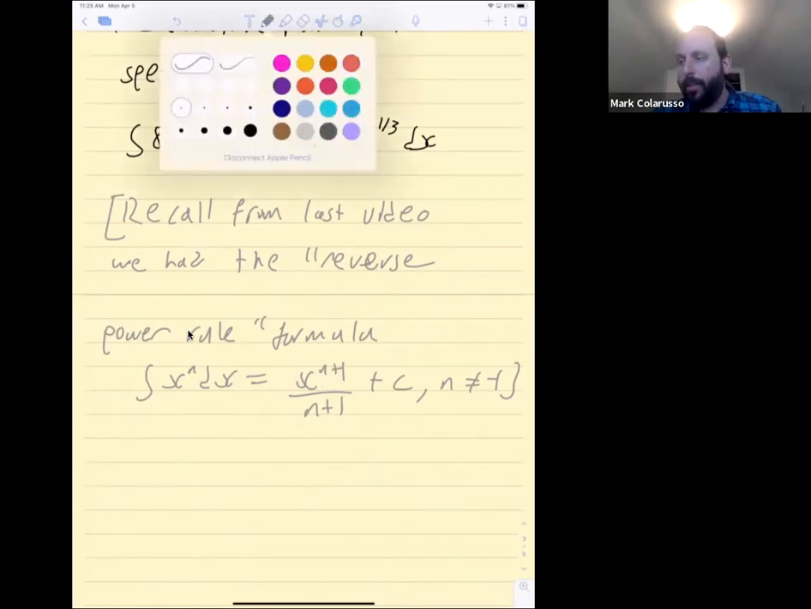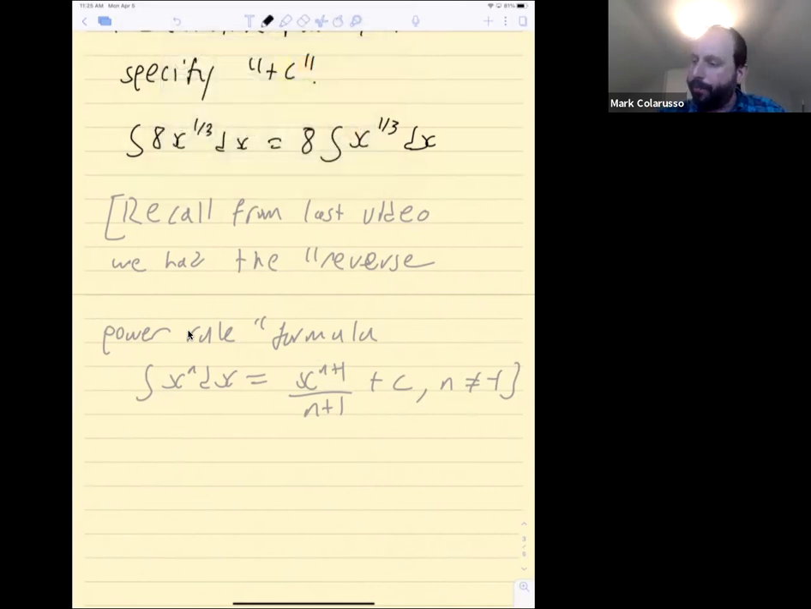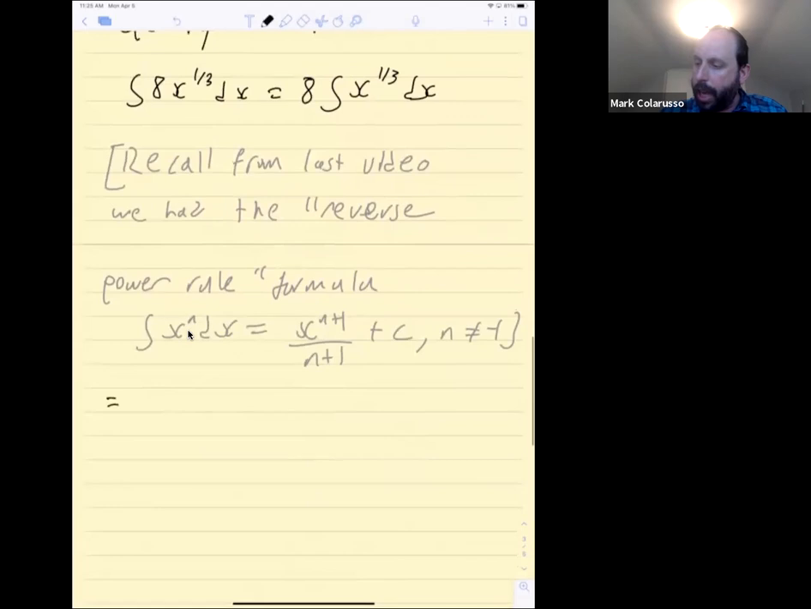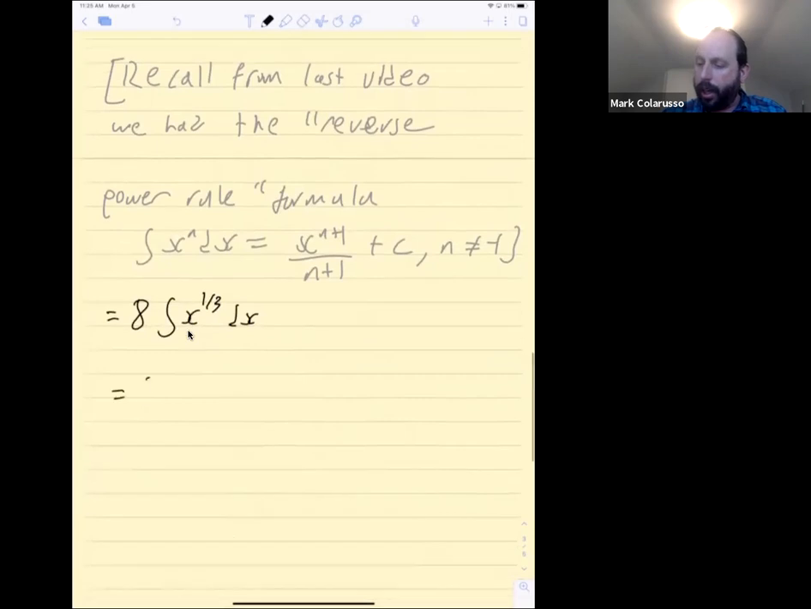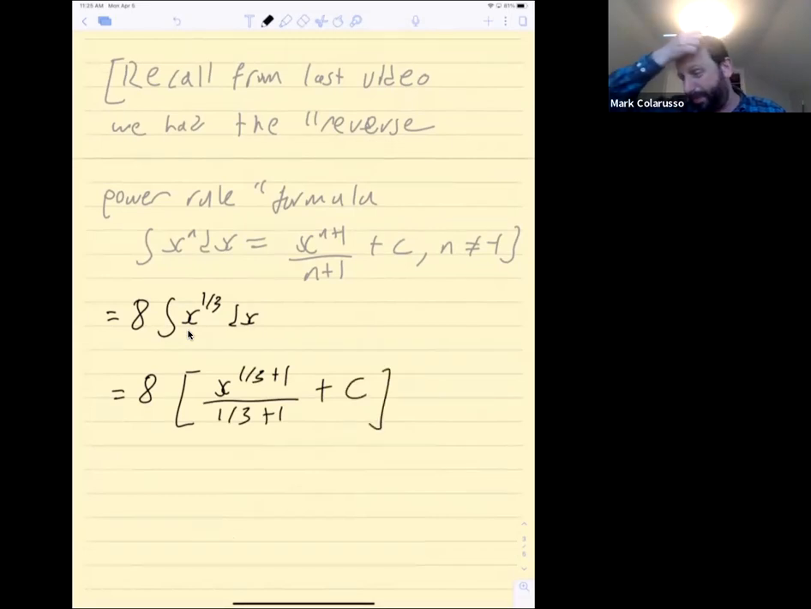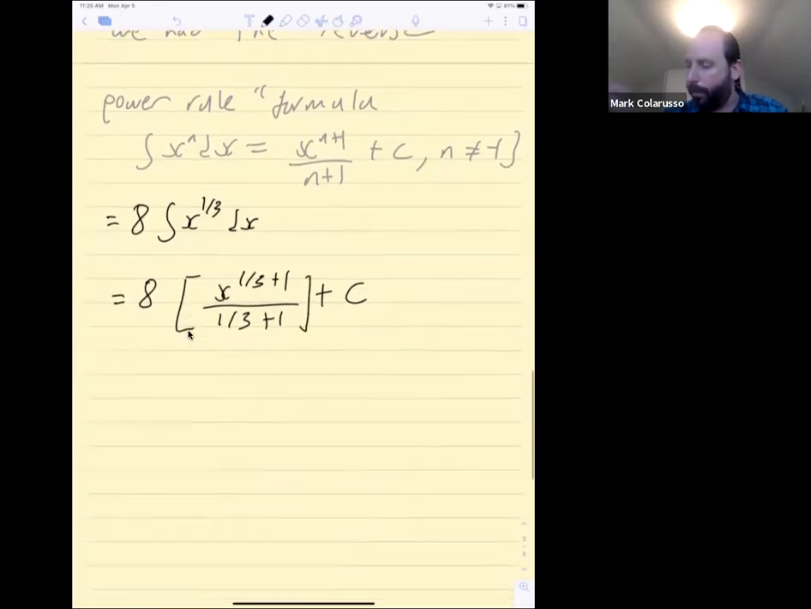So we're going to apply that again with x to the 1/3 up here. So the integral of 8 x to the 1/3 dx is 8 x to the 1/3 plus 1 over 1/3 plus 1, plus a c. You don't need the parentheses there because we always modify the c. We can put this a times c, we can call c. We'll specify the c in a second. So you get 8x to the 4/3 over 4/3 plus c.